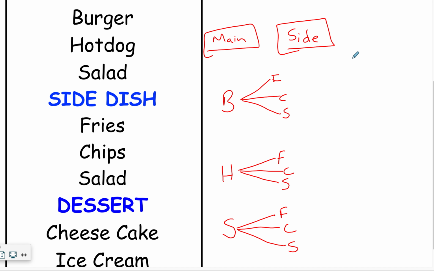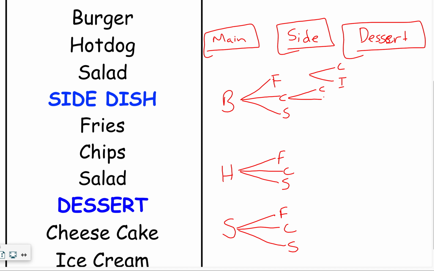After I have my main dish and after I have my sides, I still have my dessert. So with my dessert, even if I had burgers and fries, I could get cheesecake or ice cream. Here, I could get cheesecake or ice cream. And I could get cheesecake or ice cream. Here, same thing. And I just keep drawing it over and over again because it doesn't change. Yes, this is going to take a little bit more space on your paper, and that's okay.